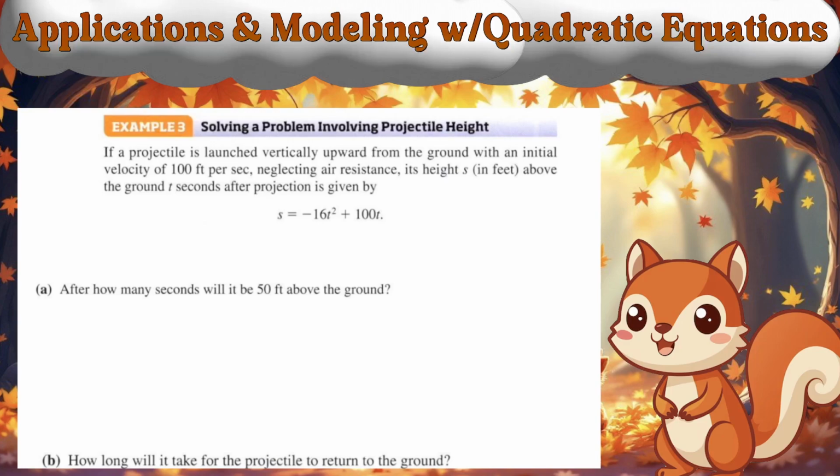I'm just going to pretend, I'm going to erase it in a second and pretend if we had to write that equation ourselves, talk you through it because that's likely going to happen. And then we're being asked 2 questions. After how many seconds will it be 50 feet above the ground? And then the next question, how long will it take for the projectile to return to the ground? So first thing, how do we write this equation ourselves if it were not given to us?